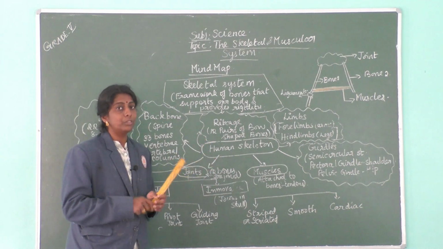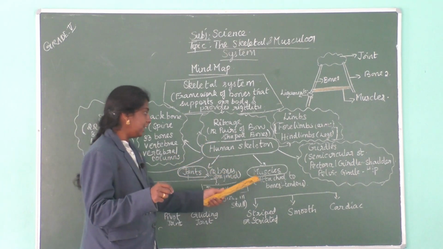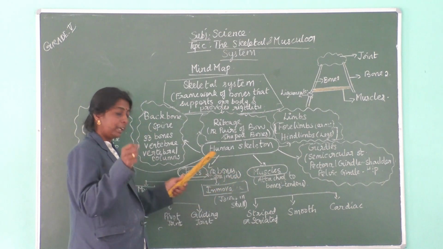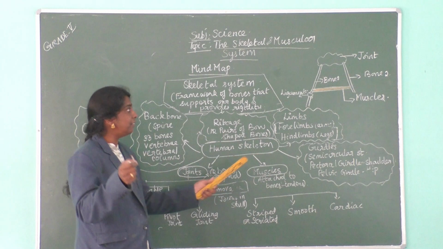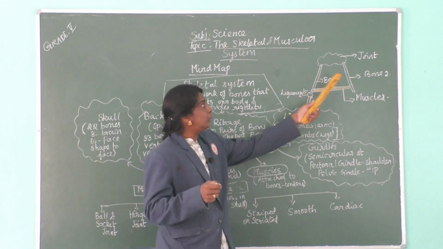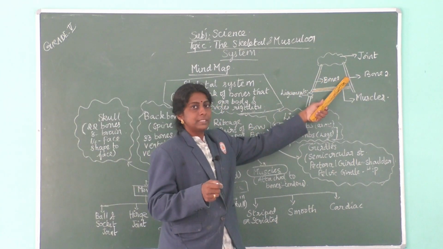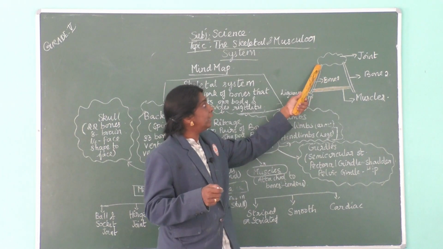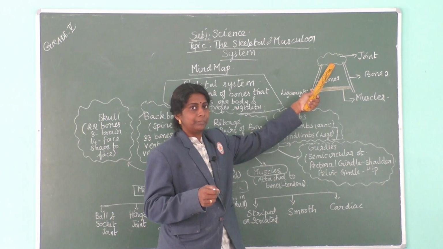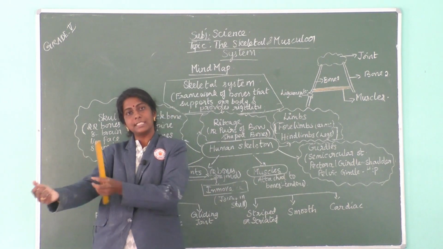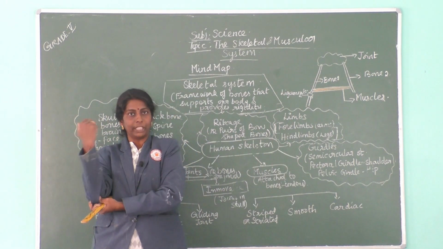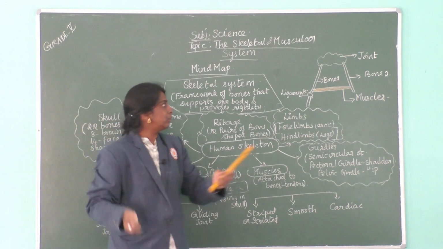So it's mainly composed of 2 things, joints and muscles. So what do you mean by joints? Two bones are joined together. You can have a look at this picture. There are 2 bones. These 2 bones are joined together by a joint here. Imagine, this is one bone, this is one bone. They are joined together by a joint here. Is it not?